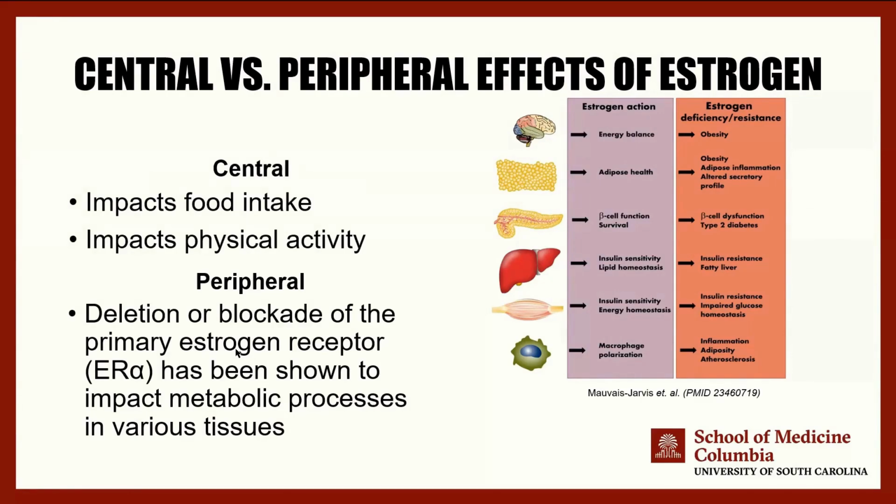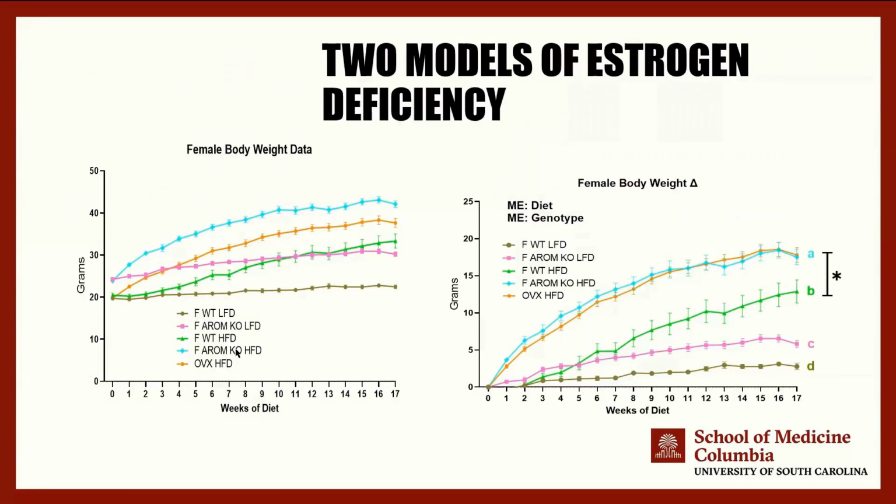Now, we will talk about data that is not published, but here's an example. Here are two models of estrogen deficiency. What we have here is female wild type C57BL6 mice, all 10 to 11 weeks of age, on a low-fat diet. We put these mice on a high-fat diet, and sure enough, they gain weight. If you ovariectomize and put them on the high-fat diet, they also gain a significant amount of weight, more so than the female wild type alone.